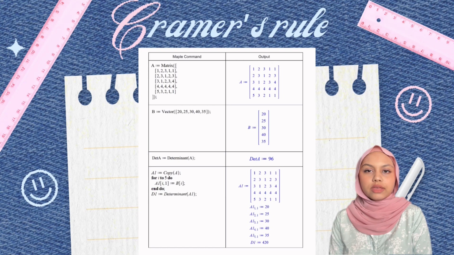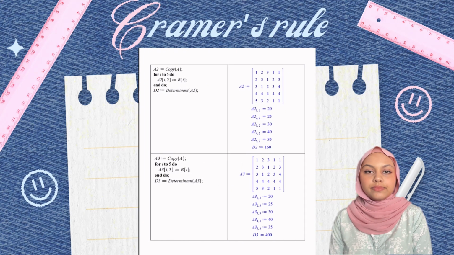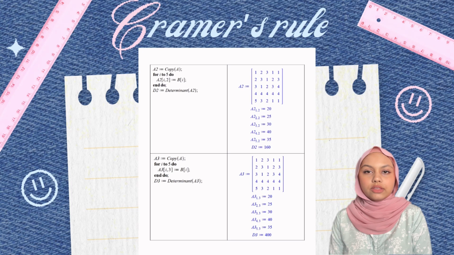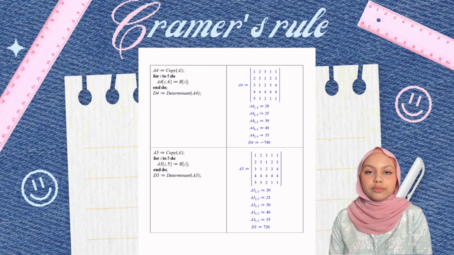Then, we will have to substitute 20, 25, 30, 40, 35 from the equation into each column and do cross multiplication. We will get determinant of A1 is equal to 420. Then, determinant of A2 is 160. Next, determinant of A3 is 400. Determinant of A4 is negative 740, and determinant of A5 is 720.